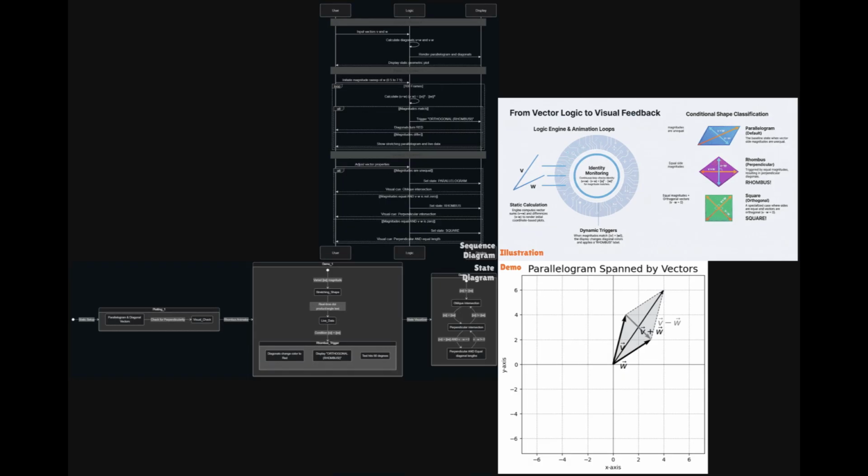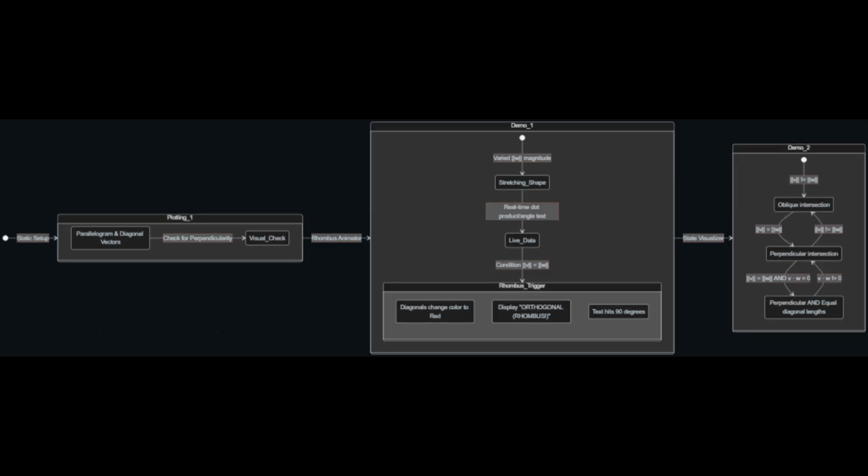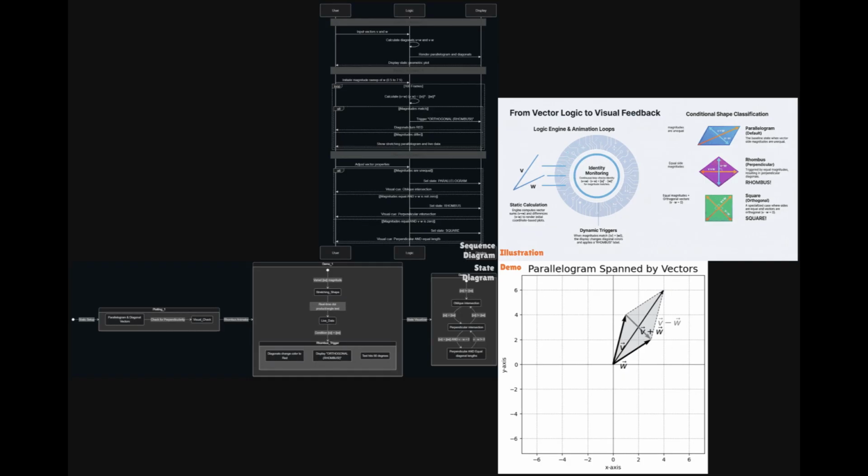A square is highlighted as a unique state where the diagonals are both perpendicular and equal in length, occurring only when the sides are equal and the vectors themselves are already positioned at a right angle.